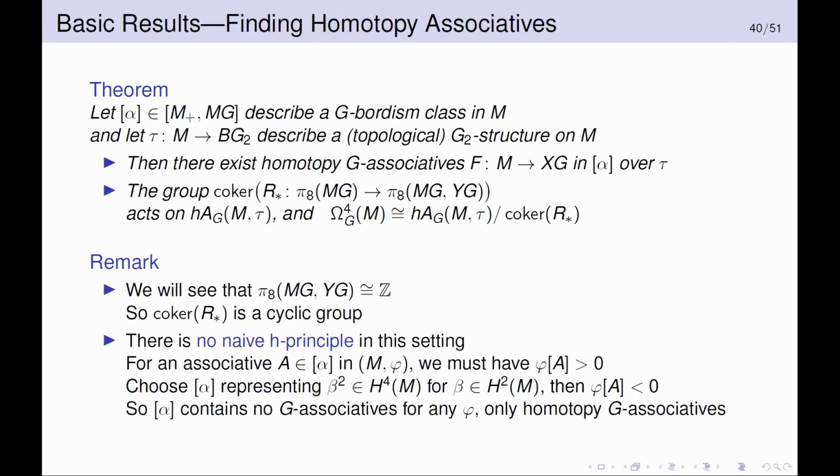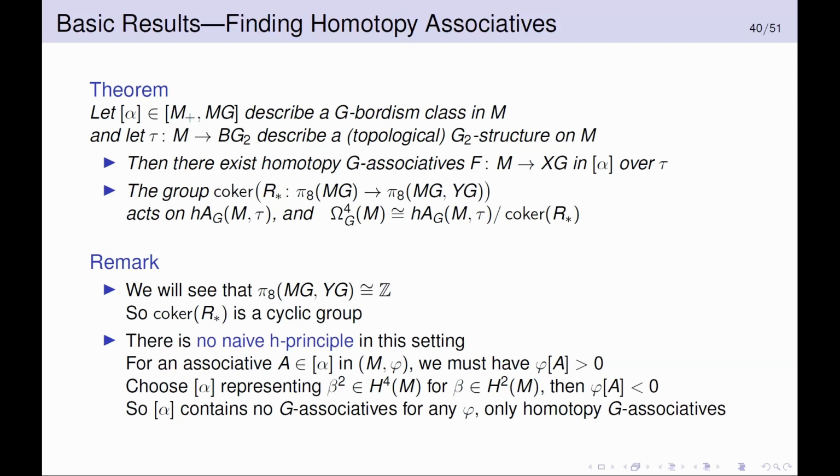The group on the right is the integers. You can see that. And therefore, the cokernel of r star is always a cyclic group. It means we have a cyclic group of choices going from G cobordism classes to G homotopy associatives. And now I can tell you there is no naive h-principle.